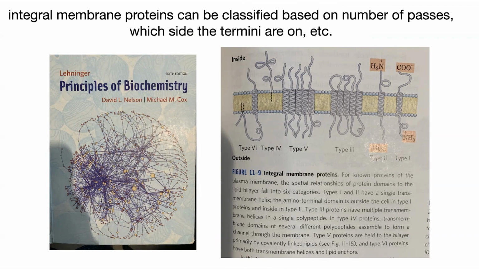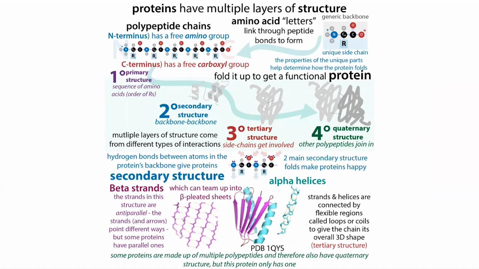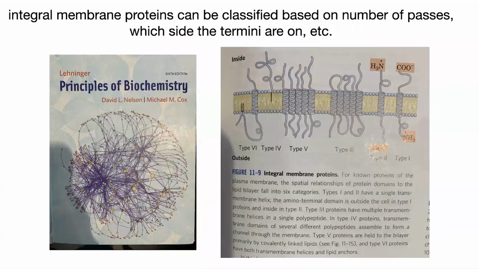So when we have integral membrane proteins, we can classify them further based on the number of passes. How many times do they go through or traverse the membrane? And which side are the termini on? Proteins have two ends. They have an N terminus, which is like the start, and a C terminus, which is like the end. When something passes through a membrane an odd number of times, the start and the stop are going to be on opposite sides. If they pass through an even number of times, they're going to be on the same side.